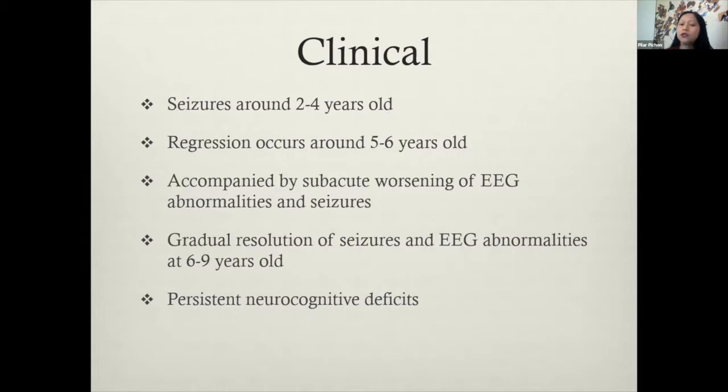And the seizures can resolve between 6 to 9 years old. However, if they have been seizing since between 2 to 4 years old, by the time they're 6 to 9 years old, you would have seen the regression already, or the cognitive deficits, the difficulty learning, the behavior problems. And these are usually not reversible once they get to that point where the EEG abnormalities have normalized a little bit, or the seizures have resolved. So you cannot reverse the cognitive loss.